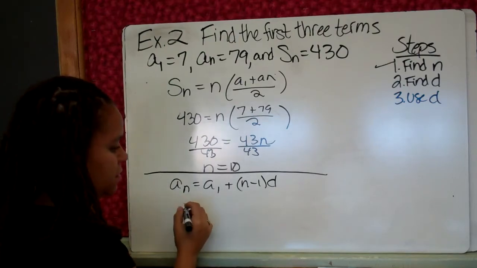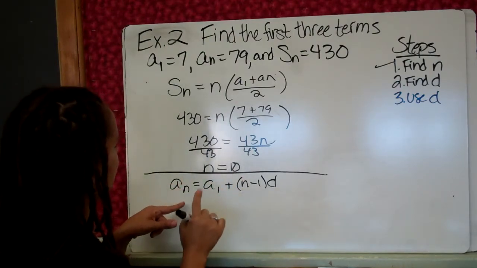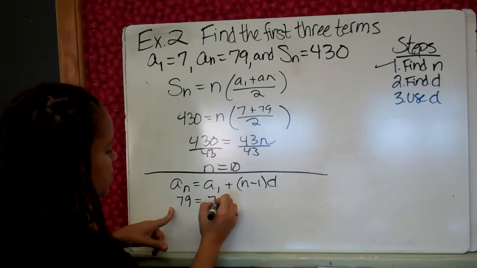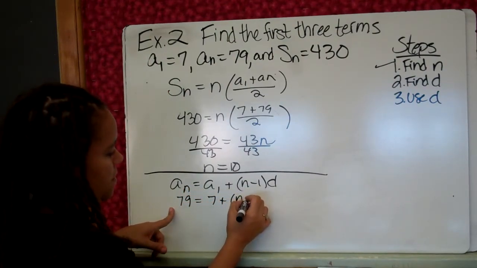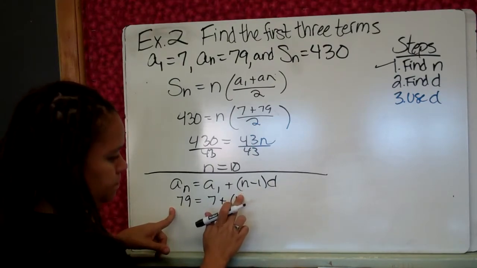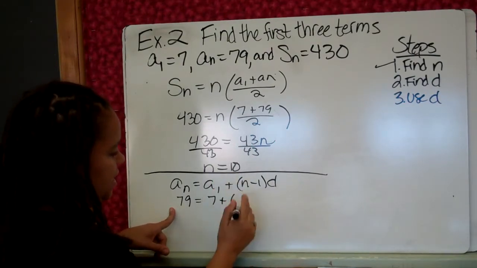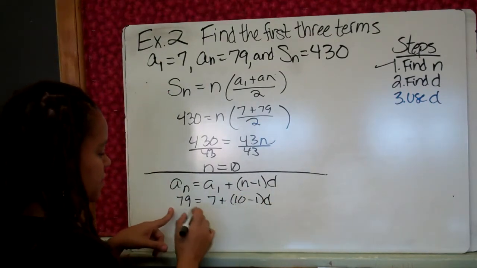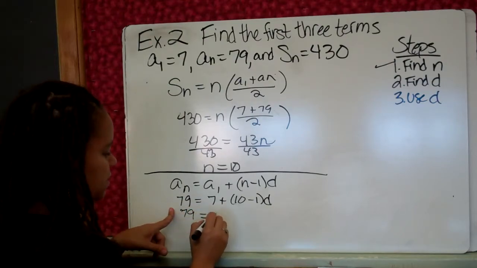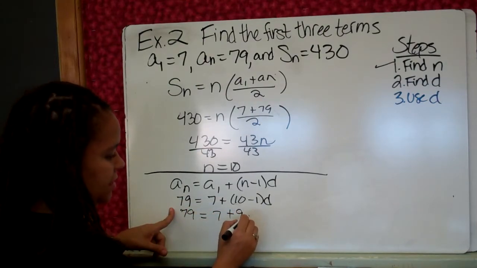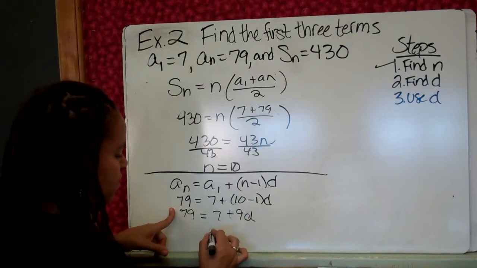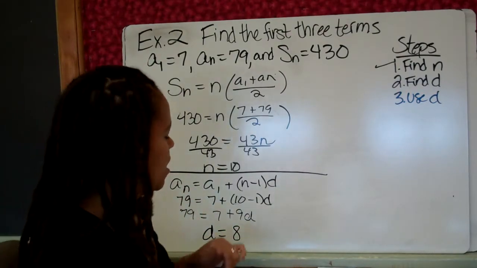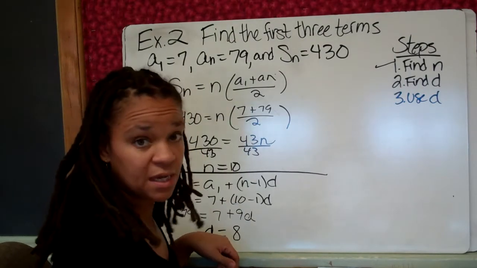So a sub n is, which one are we going to use? 79. 79 is equal to 7 plus n, oops, I know what n is. We just figured n out. 10. 10 minus 1 times d. Now I have everything but d. So 79 is equal to 7 plus 9d. And if you solve that all out, you'll end up with d being equal to 8. Subtract 7 from 79, divide by 9. You'll end up with d being equal to 8.